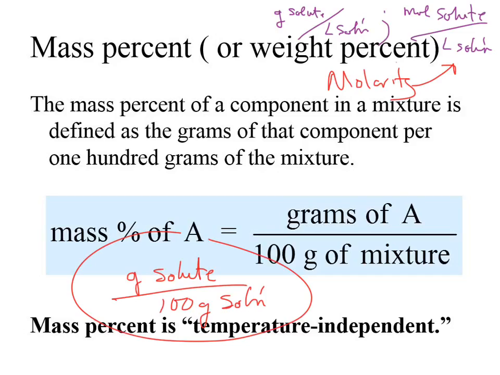Also notice it says down here that you don't have any volumes in this weight percent. This is weight percent, grams of solute per 100 grams of solution. That is by definition weight percent. The fact that you don't have any volumes in here to swell or contract with the temperature means that weight percent is independent of temperature, which has its advantages.